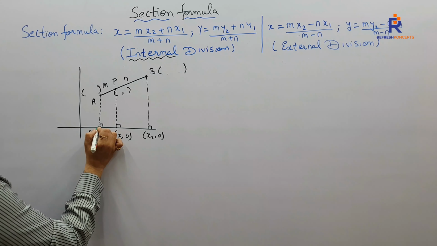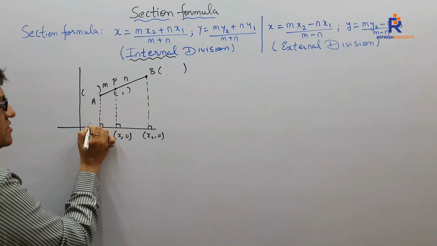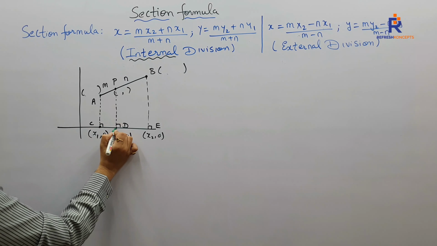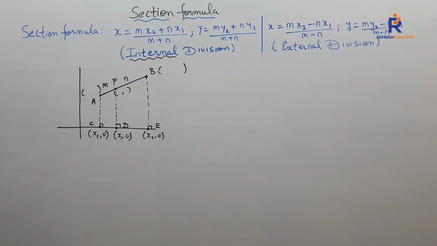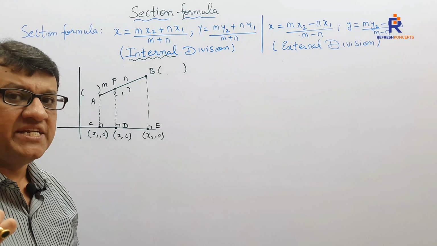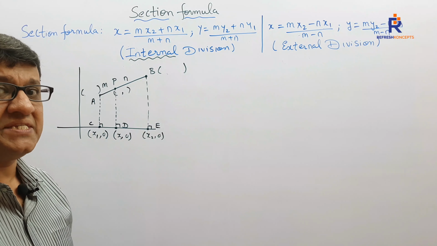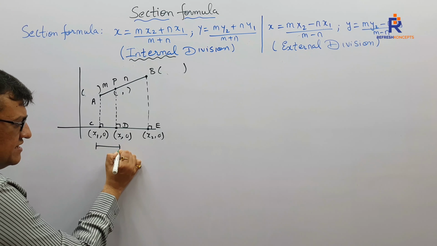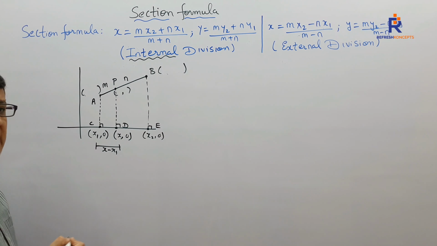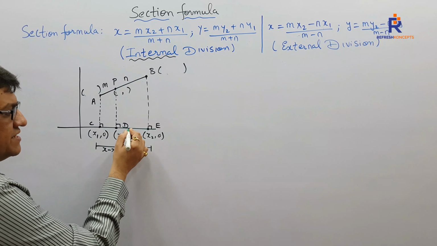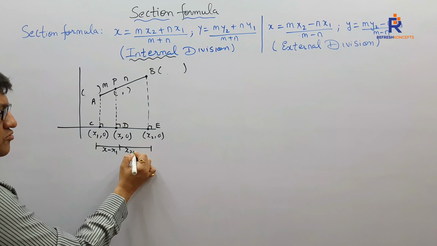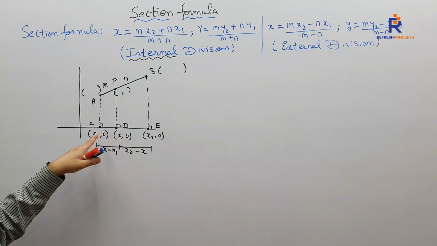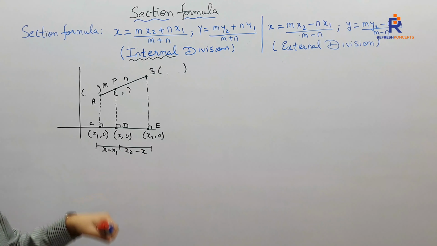Let's name these points C, D, E. This is C, this is D, this is E. Now, just now in the distance formula, we have studied, what is the distance between the 2 points on the x-axis? Can I say the distance between them is x minus x1, and here x2 minus x? X minus x1, x2 minus x.